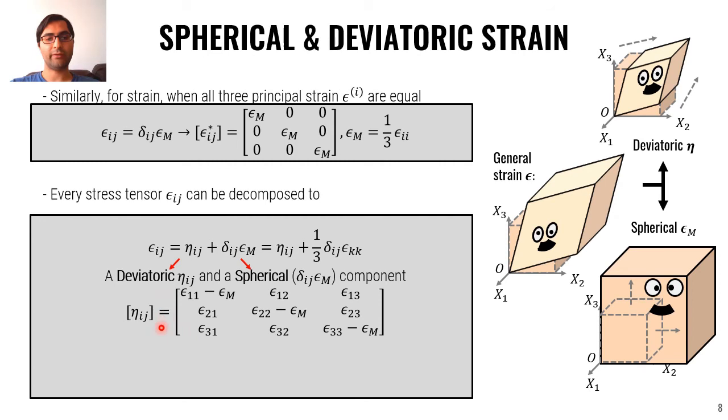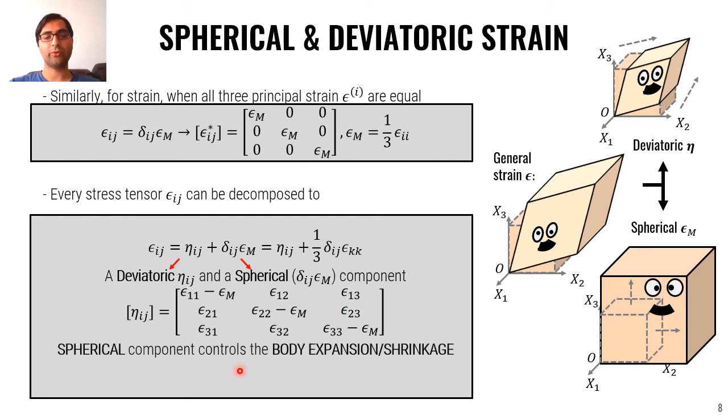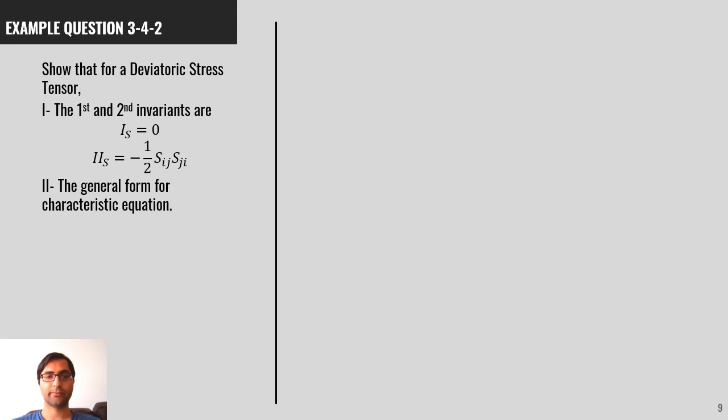As a result, the deviatoric component has similar off-diagonal elements as the original strain tensor, but we subtract the mean strain from the diagonal elements. Here again, the spherical components control the body expansion and shrinkage, and the deviatoric components report the body or the element distortion. Let's practice more.